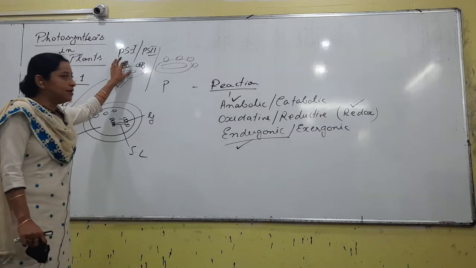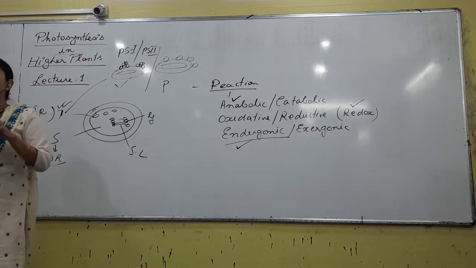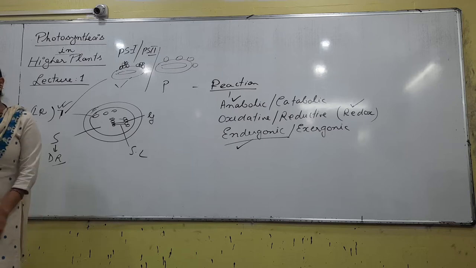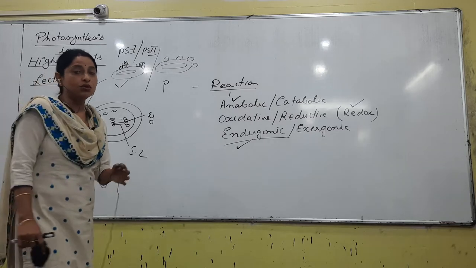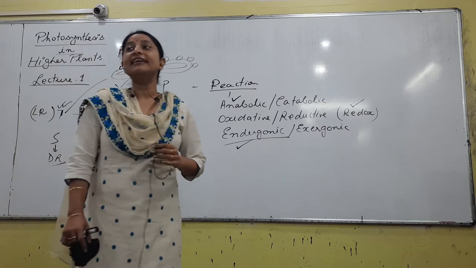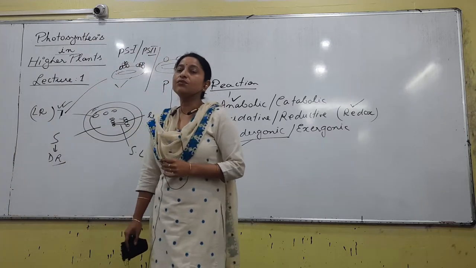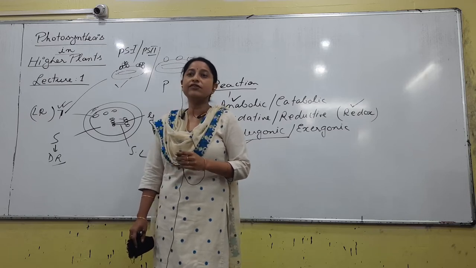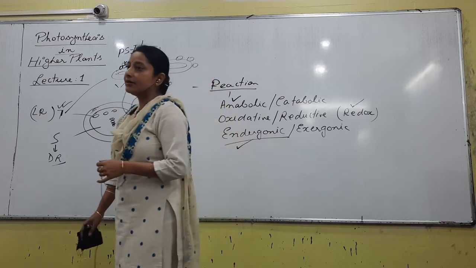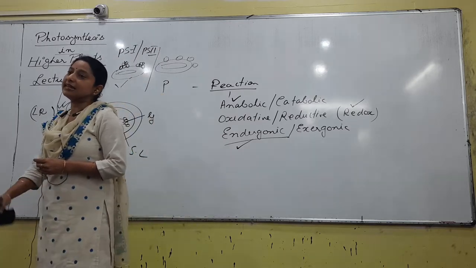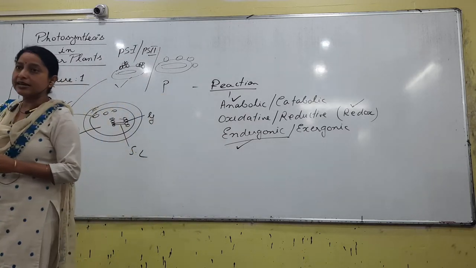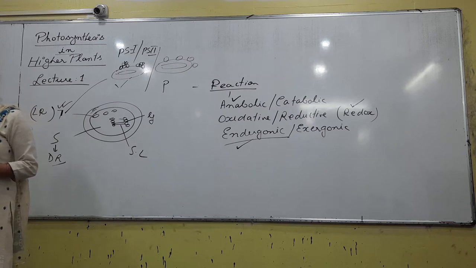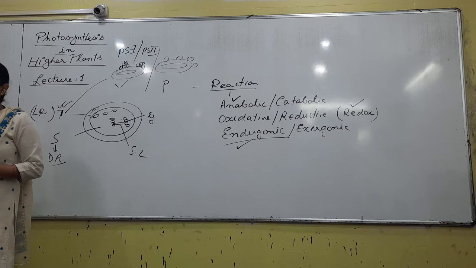So it will be a group, and this group consists of how many members? You should know that number. We have a word called quantosome. Quantosome is also called a photosynthetic unit. Whenever we use the word unit, we use it when we have to measure something, like unit of length, unit of mass. Here it is the photosynthetic unit. So we are going to study how many pigments will first take in the light and start the process.